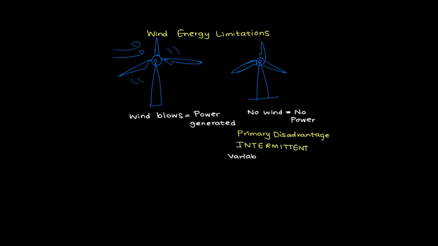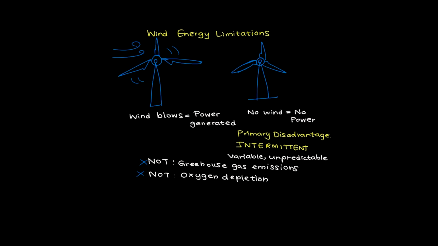Wind turbines don't emit greenhouse gases. They're completely emission-free during operation. They don't deplete oxygen or any atmospheric component. They just capture kinetic energy from moving air. The backup power issue is a consequence of intermittency, not a separate problem. The root issue is that wind is variable and unpredictable.